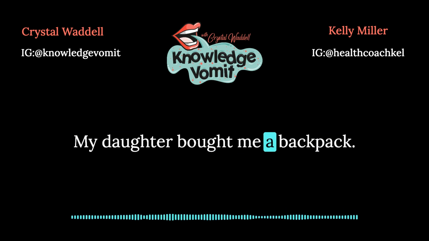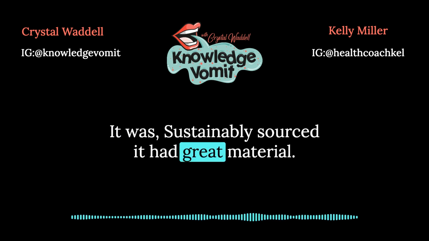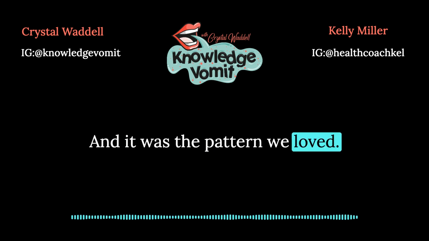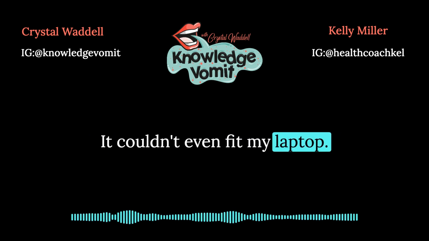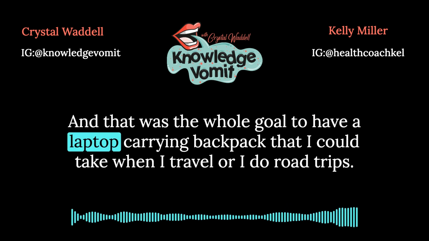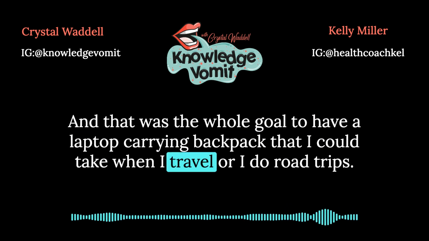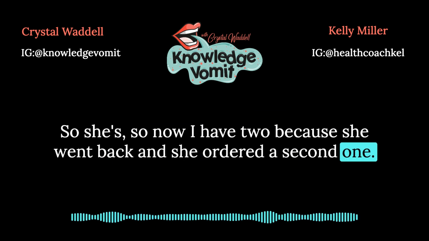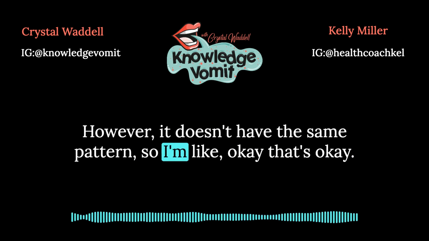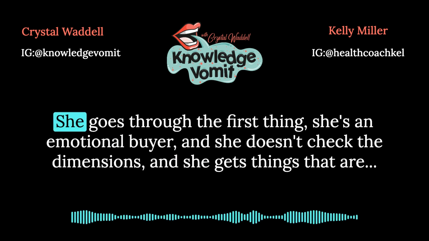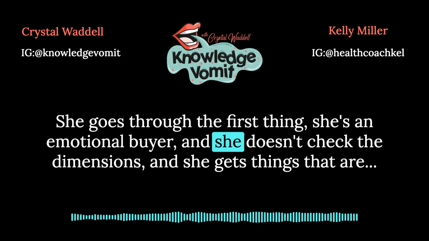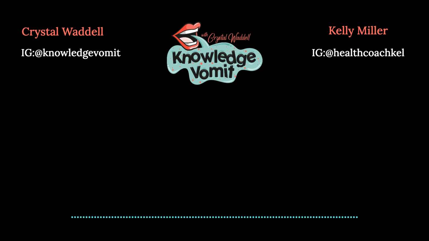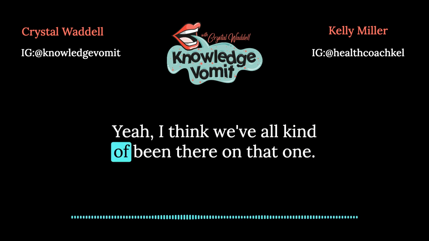Funny story, my daughter bought me a backpack. It was sustainably sourced. It had great material. I think it was hemp. And I'm like, this is beautiful. And it was the pattern we love. She didn't read the dimensions. It couldn't even fit my laptop. And that was the whole goal, to have a laptop carrying backpack that I could take when I travel or do road trips. So now I have two because she went back and ordered a second one. However, it doesn't have the same pattern. So I'm like, okay, that's okay. But she does this all the time. She's an emotional buyer and she doesn't check the dimensions and she gets things that are oversized or way too small. That's very funny. Yeah, I think we've all kind of been there on that one.